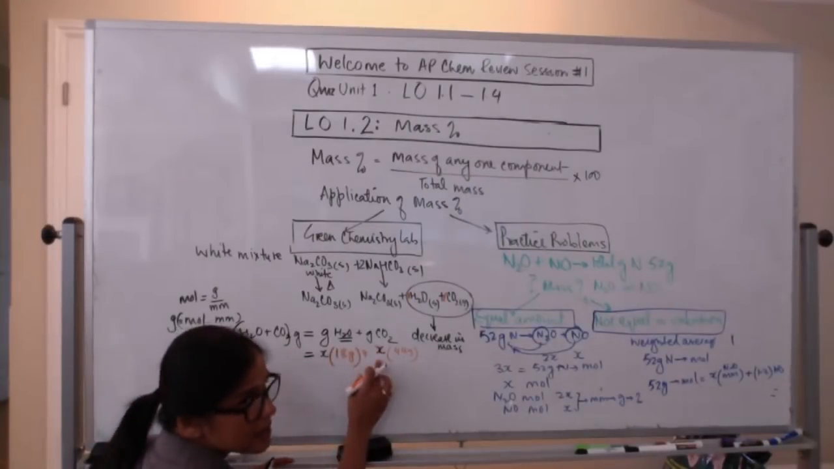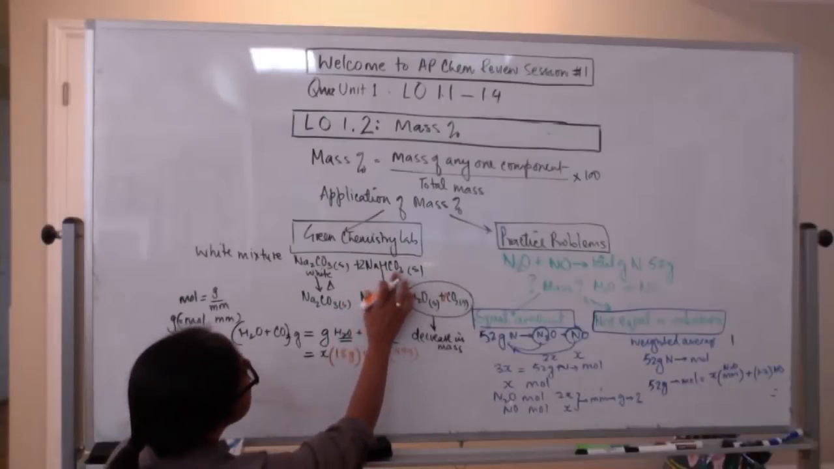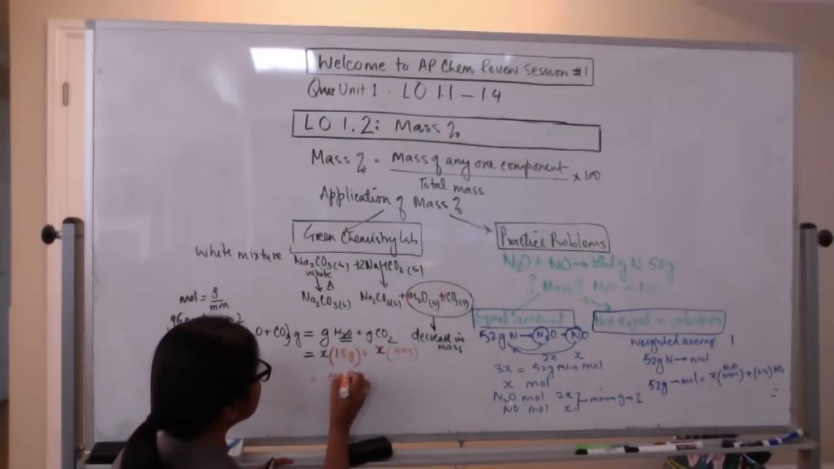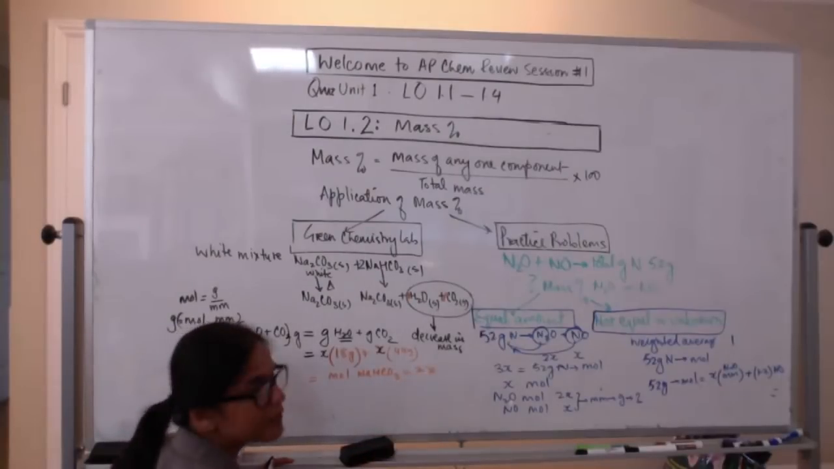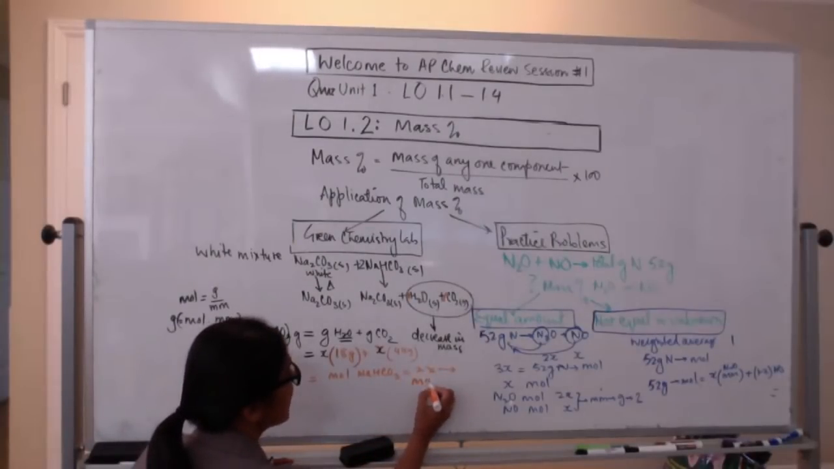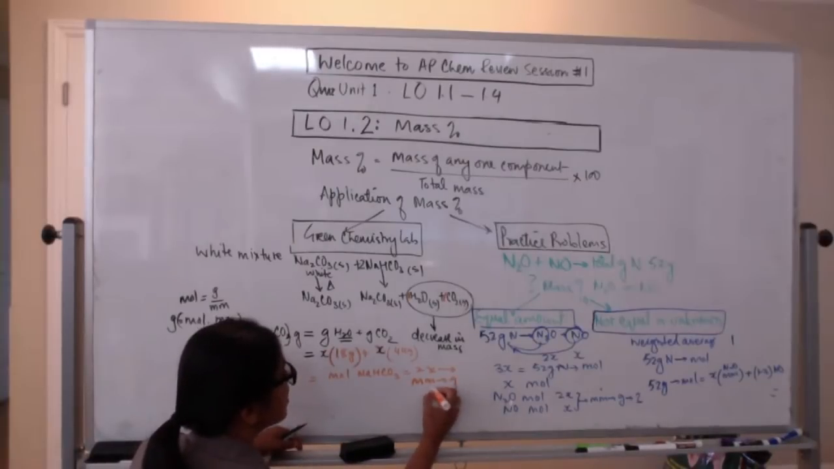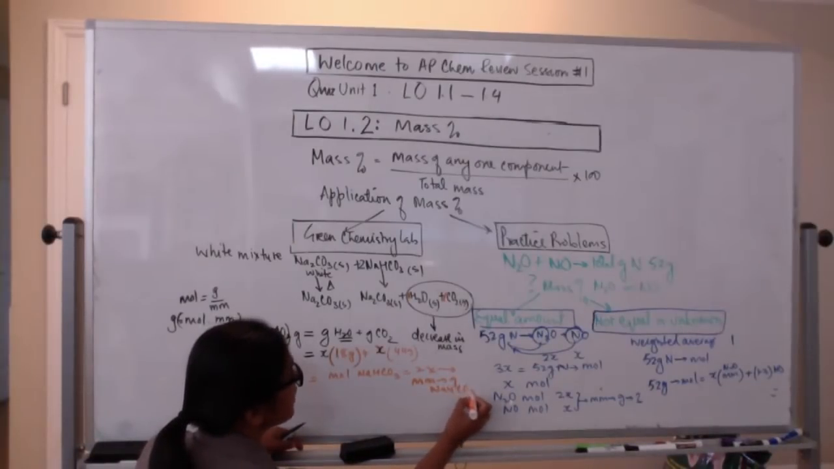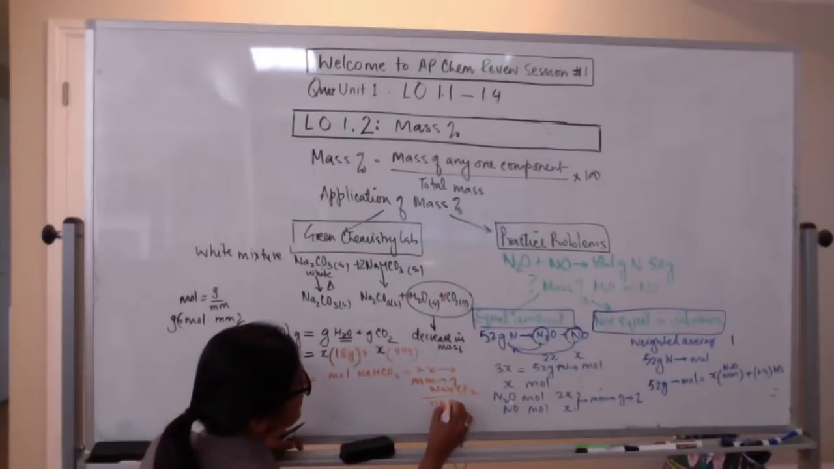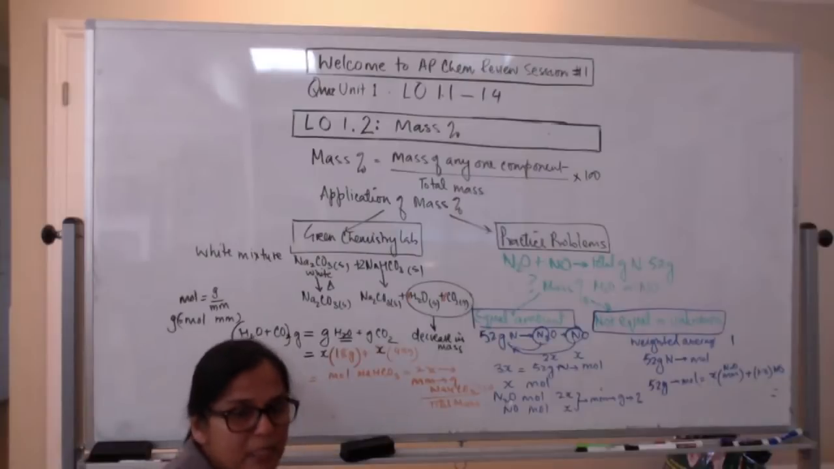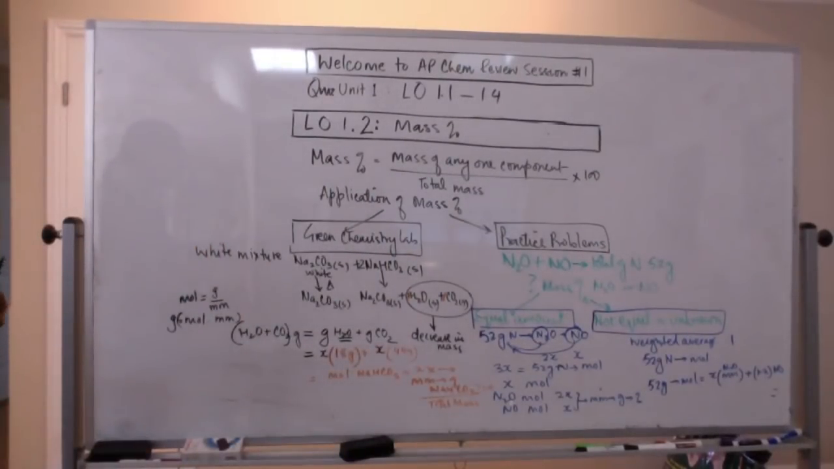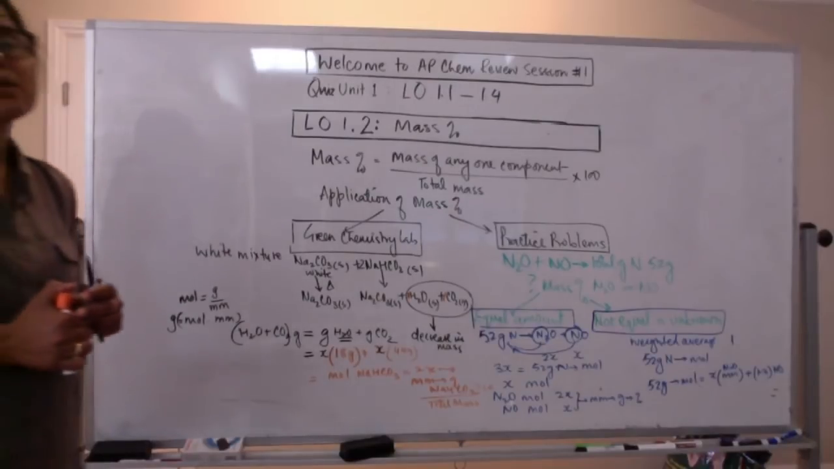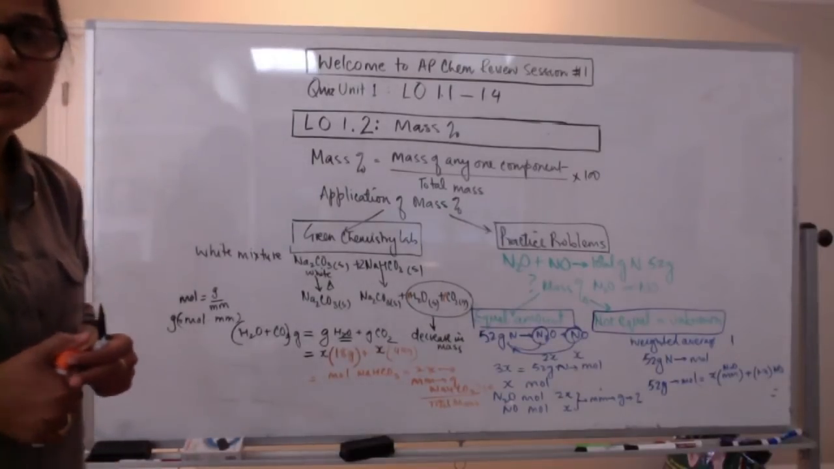You solve for X, and NaHCO3's moles will be 2X. From there, using molar mass, you get grams of NaHCO3. And you divide it by the total mass that you had of the mixture times 100, and you get the mass percent. So while mass percent on its own is a simple concept, its application can help us solve very many complicated problems.